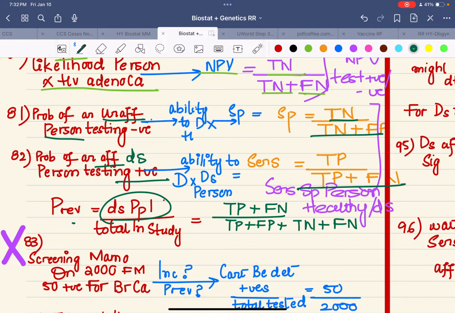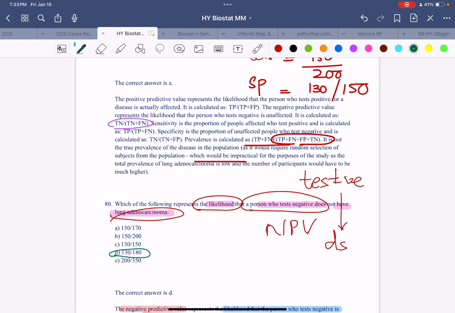So true positive plus false negative, which are actually the diseased people, divided by true positive, true negative, false positive, false negative sum. And this is how you calculate prevalence for that particular study.